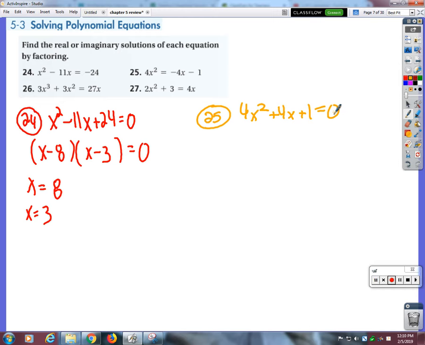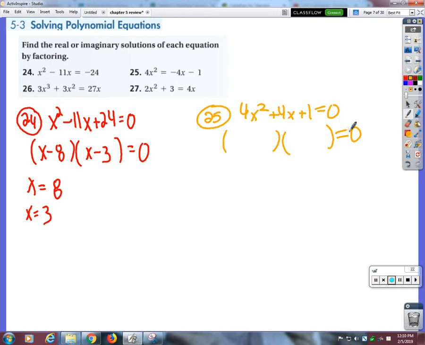Why wouldn't I just subtract the 4x squared? Great question. The reason why I don't want to do that is because when we're factoring, we always want the first thing to be positive. Because if it's negative, then that just causes problems, okay? So I'm always going to bring those to whatever side that is, okay?